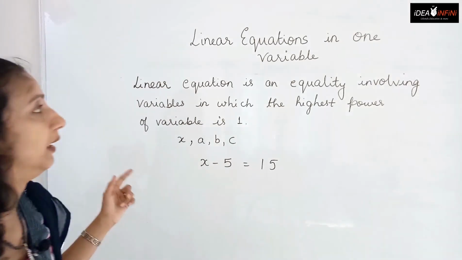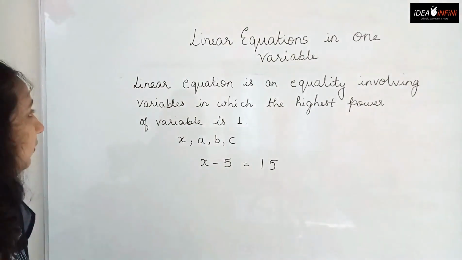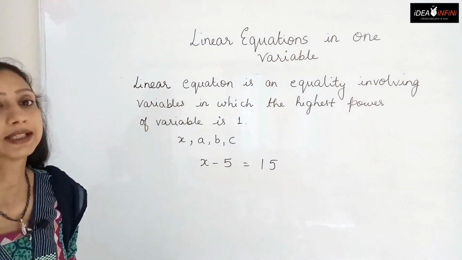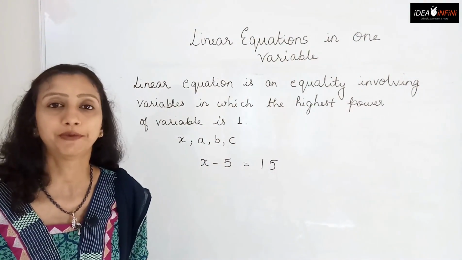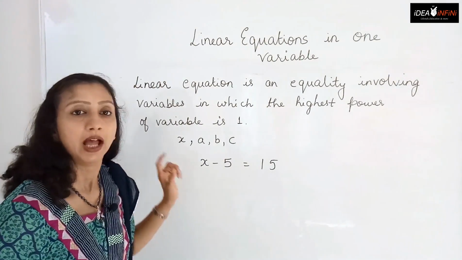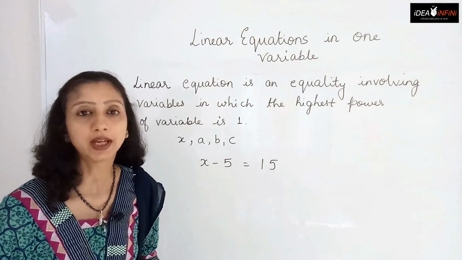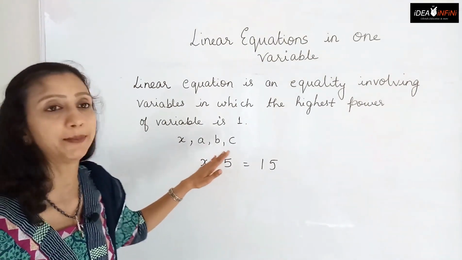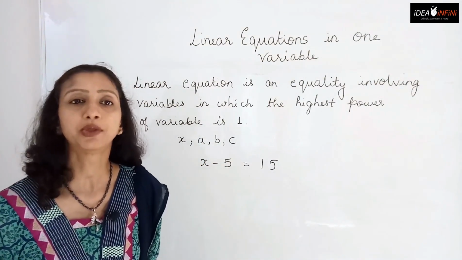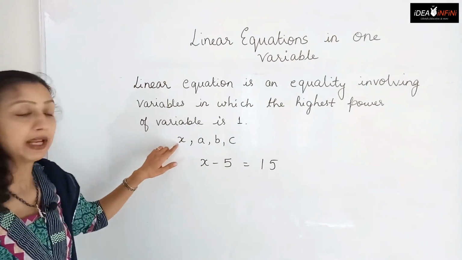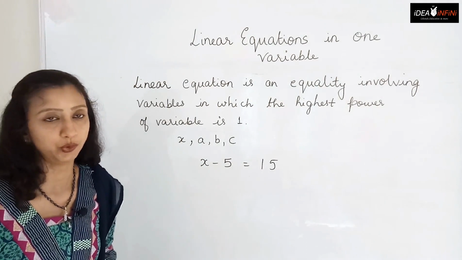Today we'll be doing linear equations in one variable. A linear equation is an equality involving variables in which the highest power of the variable is 1. As we all know, a variable means anything which has a changing value. It can be denoted by any alphabet, like X, A, B, C, or whichever alphabet you are comfortable with, like M, N, Y, anything. But X is the most commonly used.